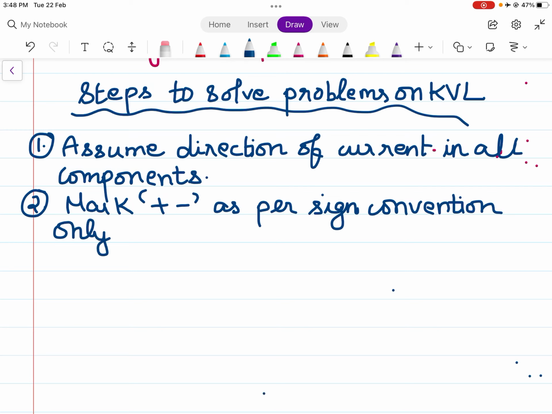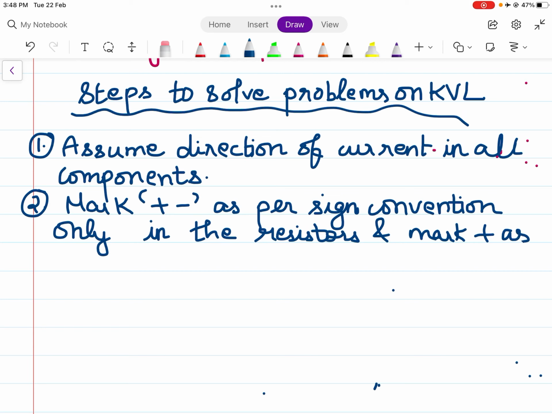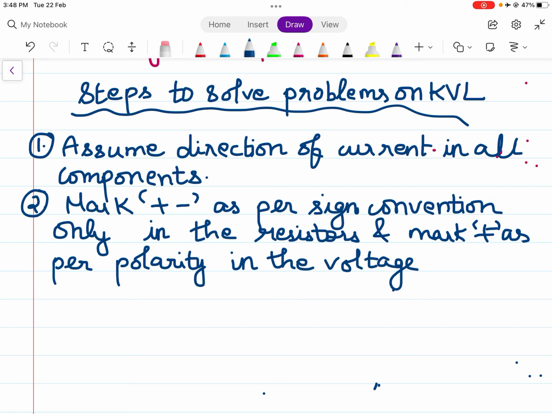only in the resistors, and mark plus and minus as per polarity in the voltage source.